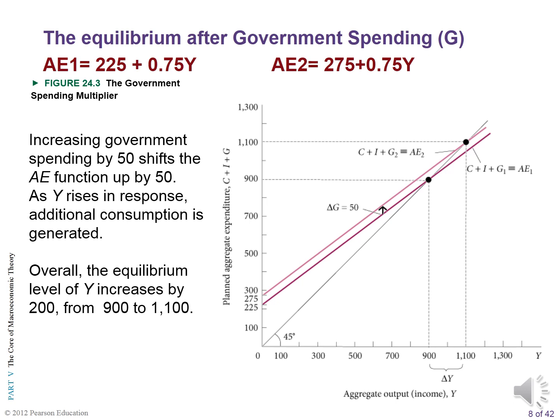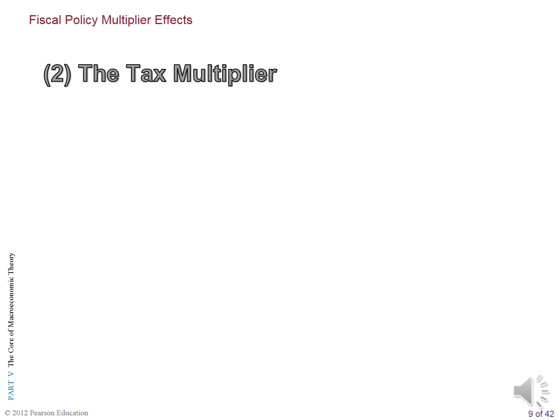اتكلمنا عنها mathematically، اتكلمنا عنها schedually، واتكلمنا عنها إيه؟ Graphically. طيب. So now we have finished the first fiscal policy multiplier, which is the government multiplier. Let's talk about the second type of fiscal multiplier, which is tax multiplier. So please concentrate with me.